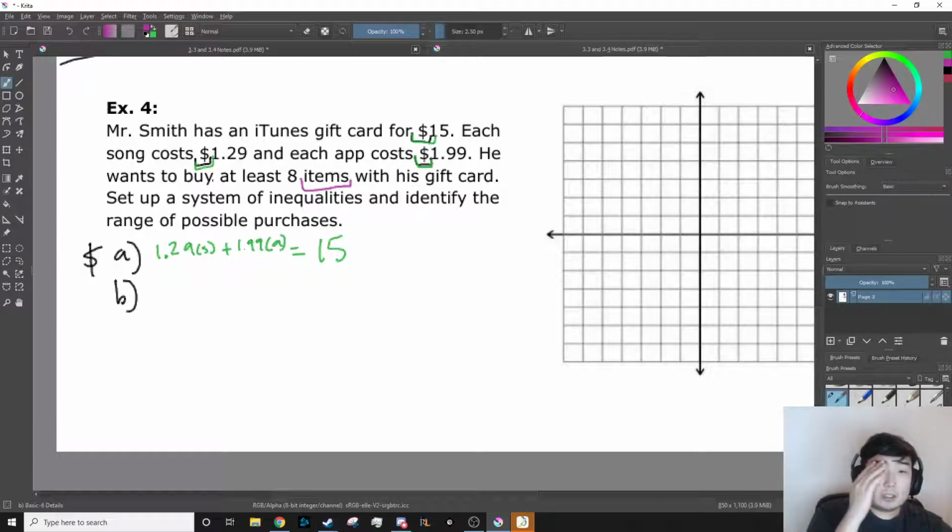But what about this? He wants to buy at least 8 items. So does a song count as an item? Yes, it does. If you put a song in your checkout cart in online shopping, that counts as an item. So does an app. So I can do songs plus apps. How many of these together do I need to have in total? I need to have 8.